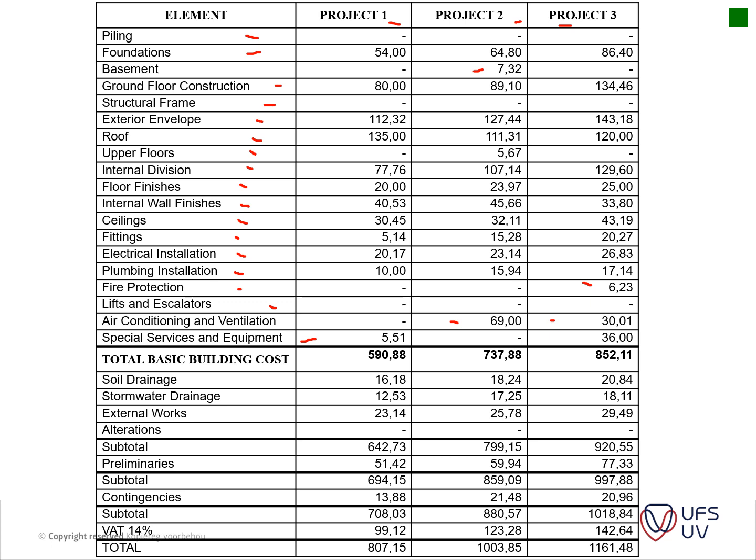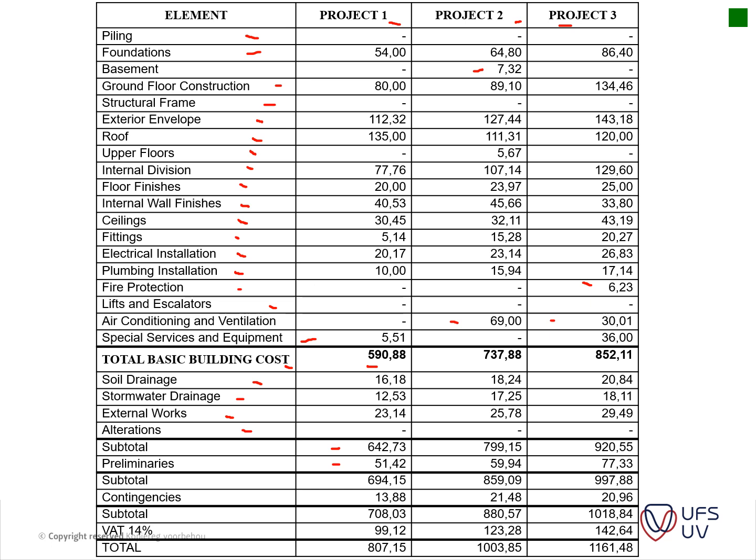Okay, then you would see the basic building cost was developed here. This also explains the basic building cost for you a little bit, from our previous methods that we've used. So you can see now they've got the external works here. We've got a soil drainage, which is your sewer basically. You've got your stormwater drainage, any other external works, alterations if it was an existing building and some alterations had to be done to that, and then you've got your subtotals here.